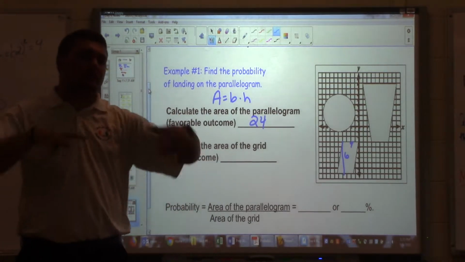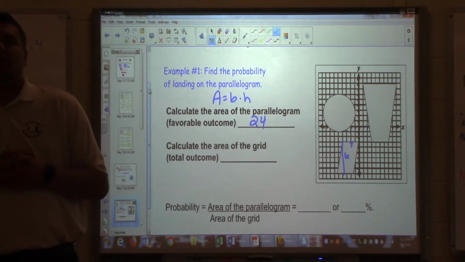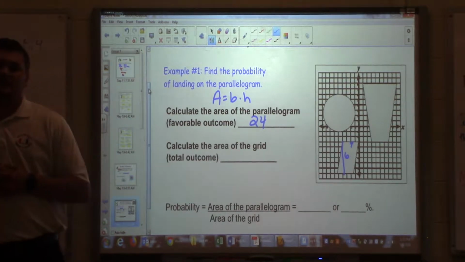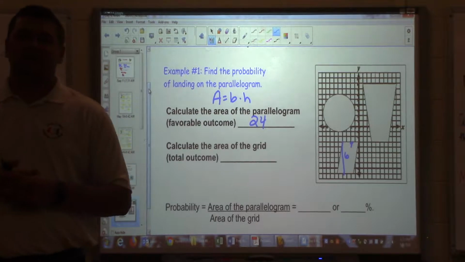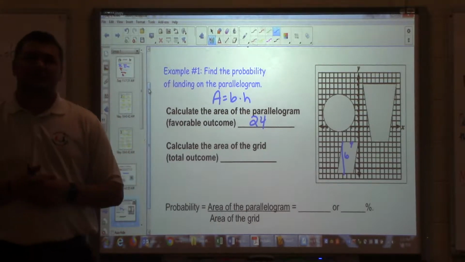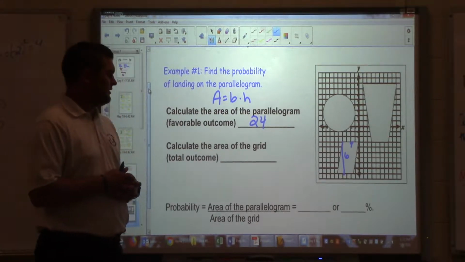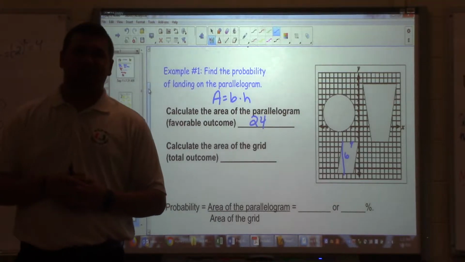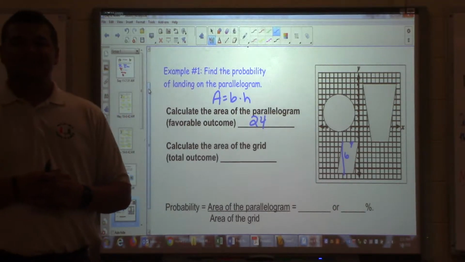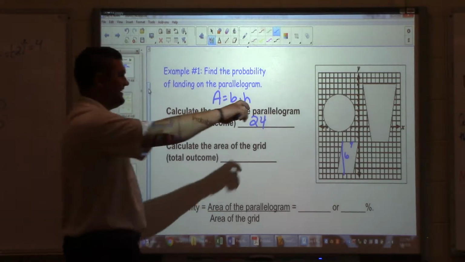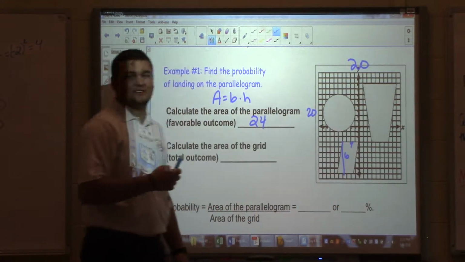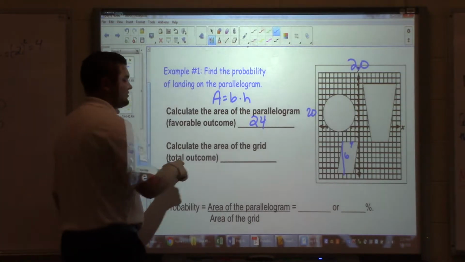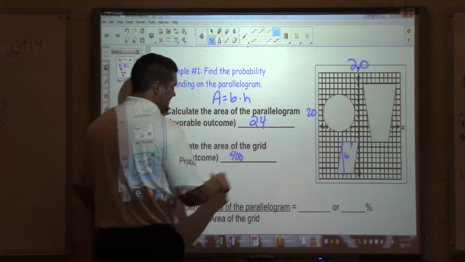Now calculate the area of the grid, or the total thing. How big's our grid? 100 times 4 is 400. It's 400, but how'd you get that? 20 times 20, right? My grid is 20 by 20. Just relax. 20 times 20 gives us 400.